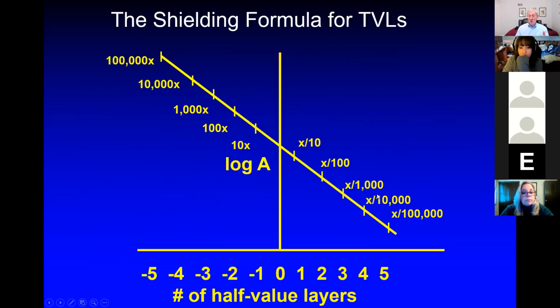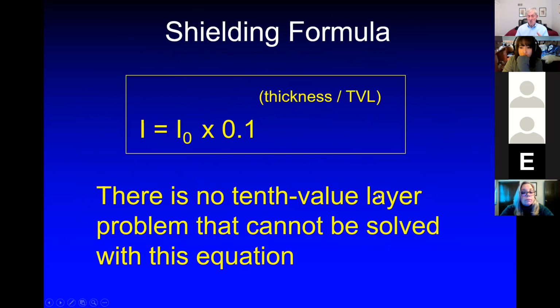And so the equation is going to look like this. The final reading will be the initial reading times 0.1 to the power of n, the number of 10th value layers. And so all TVL problems can be solved with that equation. Just have to remember that the half value layer was I0 times 0.5 to the power of thickness over HVL. And here it's 0.1 to the power of thickness over TVL. These two have to be consistent. If this is 0.1, this has to be 1/10.